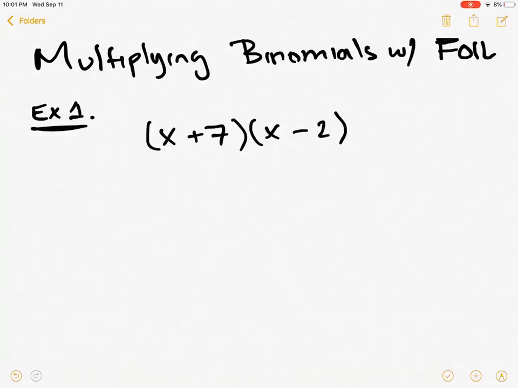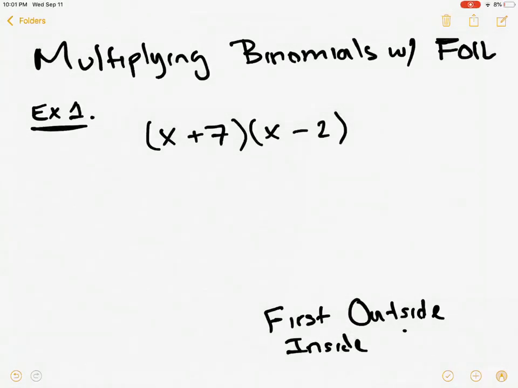Let's take a look at a few examples using FOIL to multiply two binomials together. You first want to know that your acronym FOIL stands for first, outside, inside, last. That acronym just tells you the order in which you multiply your terms together when you're multiplying binomials.